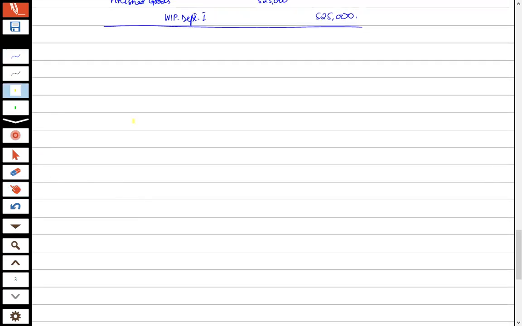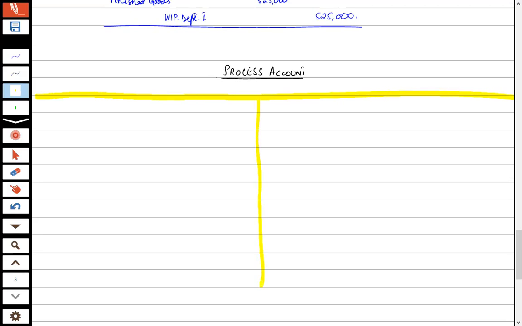Next thing. Just like we made a T account in financial accounting, in cost accounting there is also a T account known as the process account. So we will prepare the process account. The concept is the same as financial accounting. The additional thing is that here we are dealing with the units and their cost, so we will make two columns.